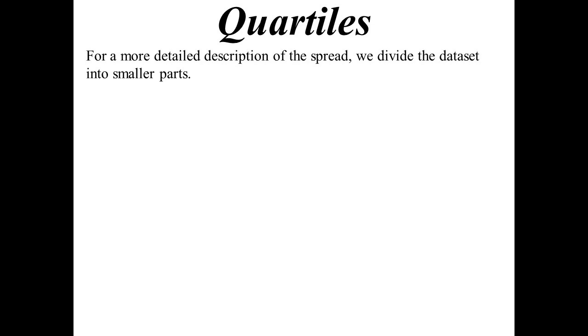So today we're going to look at quartiles and the different things that arise from quartiles. It gives us a more detailed description of the spread. And basically we're going to divide the data set into smaller and smaller parts. Range is good, but it only tells us the highest minus the lowest. We really want more information than that.